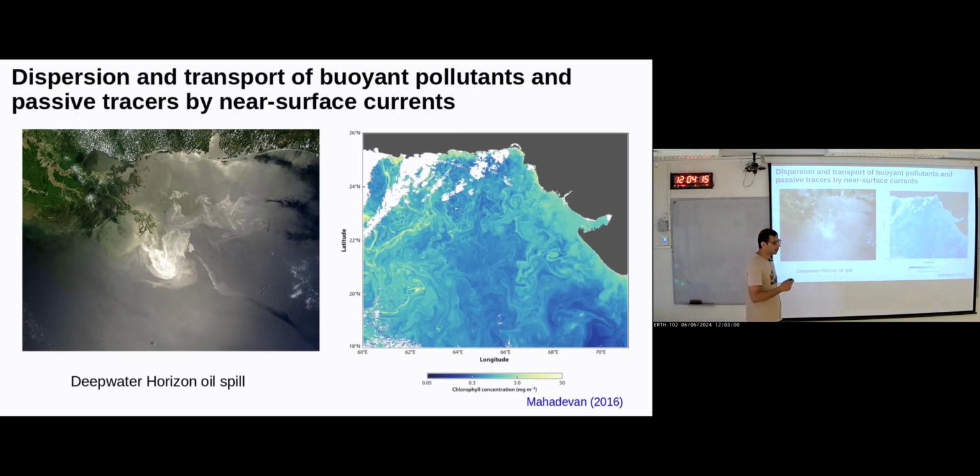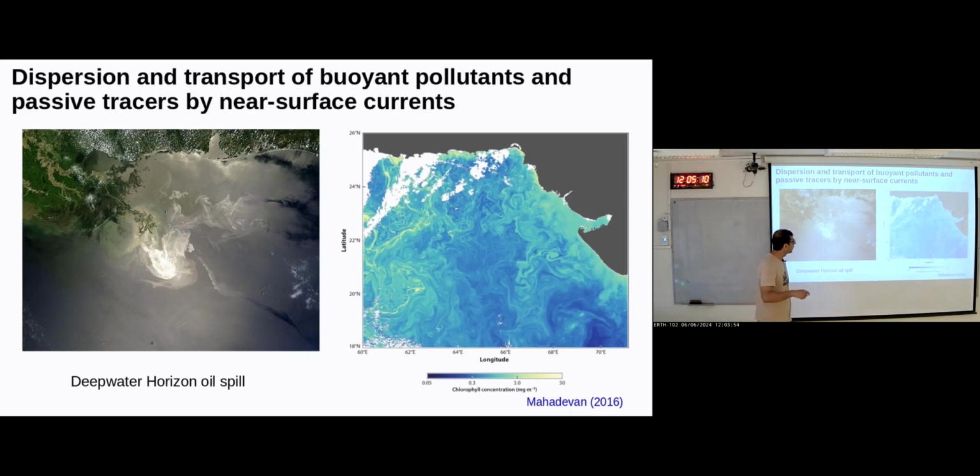So near-surface currents play a crucial role in transporting and dispersing buoyant pollutants such as oil, and tracers such as oxygen and other biogeochemical tracers. This figure is a satellite image showing surface oil in the Gulf of Mexico from the Deepwater Horizon oil spill that happened around 10 years ago. As we can see, the oil slick is being spread by the large-scale currents in the ocean. Most of this oil finally ends up in the coastal region, where it damages the rich coastal ecosystems.